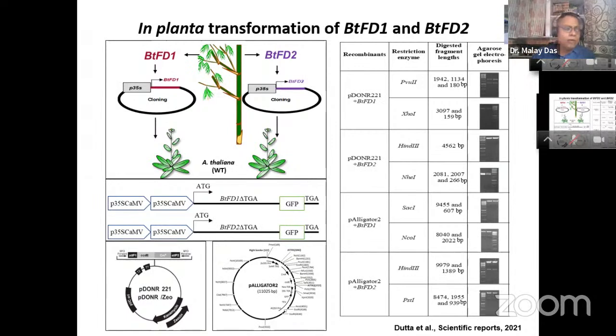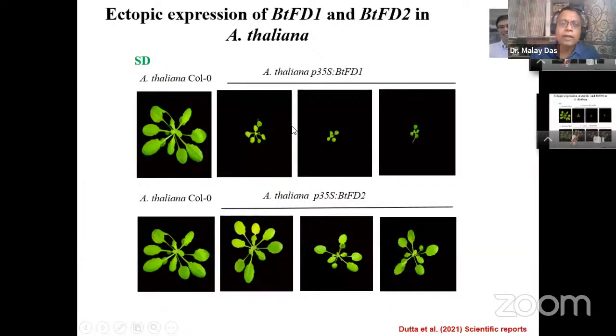And I tell you, particularly the younger students, that science, life in science always brings you surprise. Because so far, from the data that we got, we were anticipating that BT-FD1 is flower inductive, while BT-FD2 is not. So we were expecting that for the BT-FD1 overexpressed line, the flowering time will be accelerated, while for BT-FD2, this kind of phenotype will not be obtained. But interestingly, when we went for overexpression, instead of flowering, we actually got some kind of strange morphological phenotype.